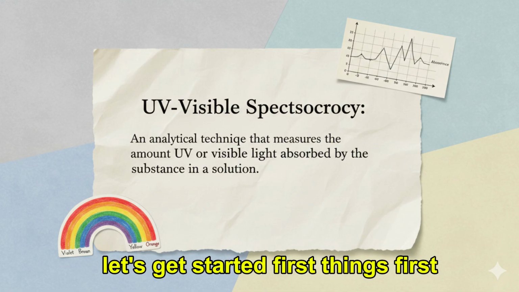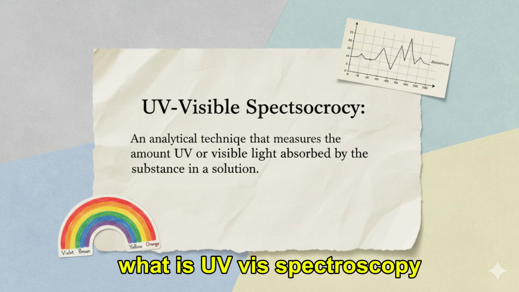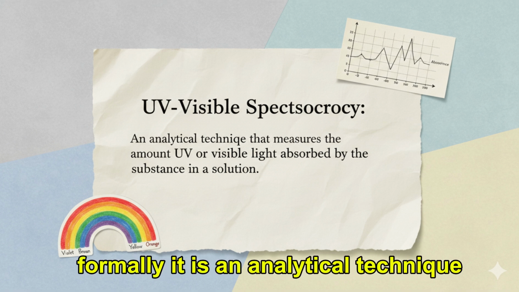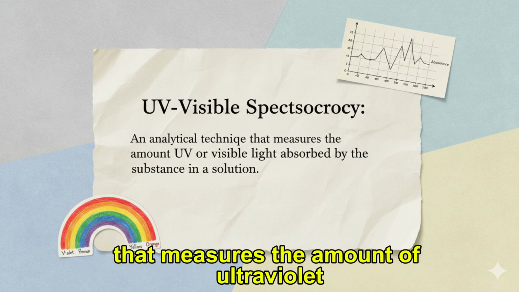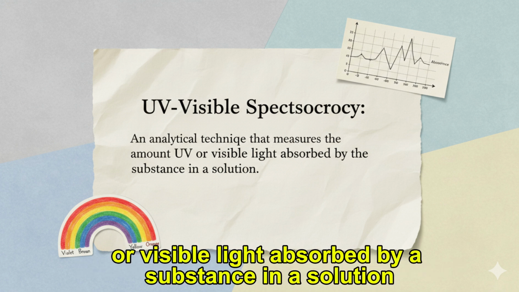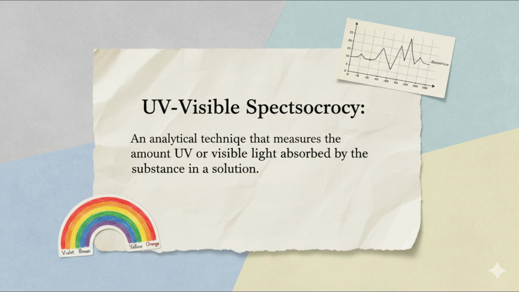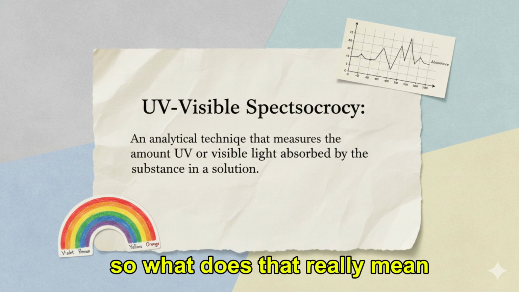Let's get started. First things first, what is UV-Vis spectroscopy? Formally, it is an analytical technique that measures the amount of ultraviolet or visible light absorbed by a substance in a solution. So, what does that really mean?